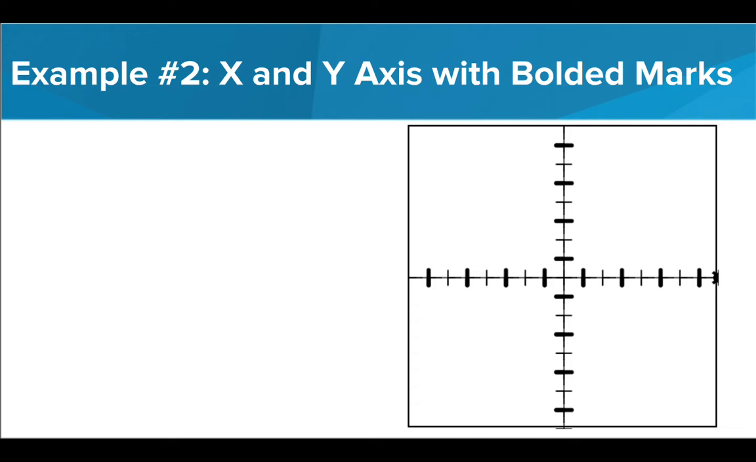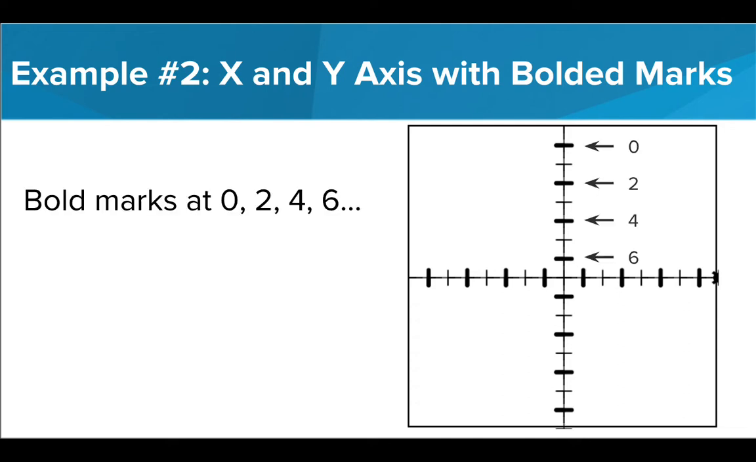Well, we want every other mark to be bold, so that means we want marks 0, 2, 4, 6, etc. to be bold. What do these numbers have in common? They're all even. Well, we can use this to write a condition for our if statement.